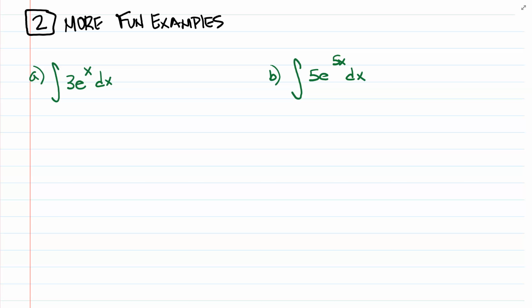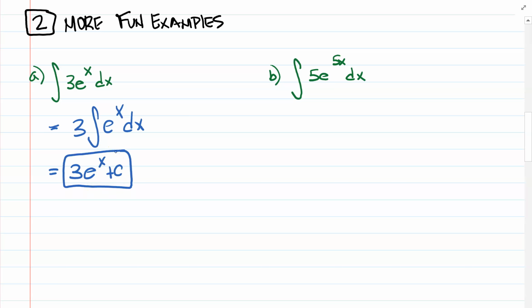So A says the integral of 3e to the x dx. We know that we can say this is 3 times the integral of e to the x dx, which we've just now learned is 3e to the x plus c. Really nothing more to do there.